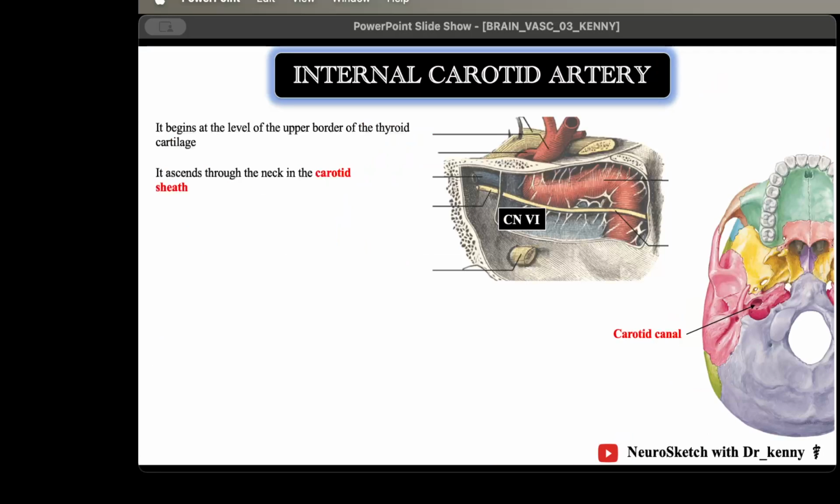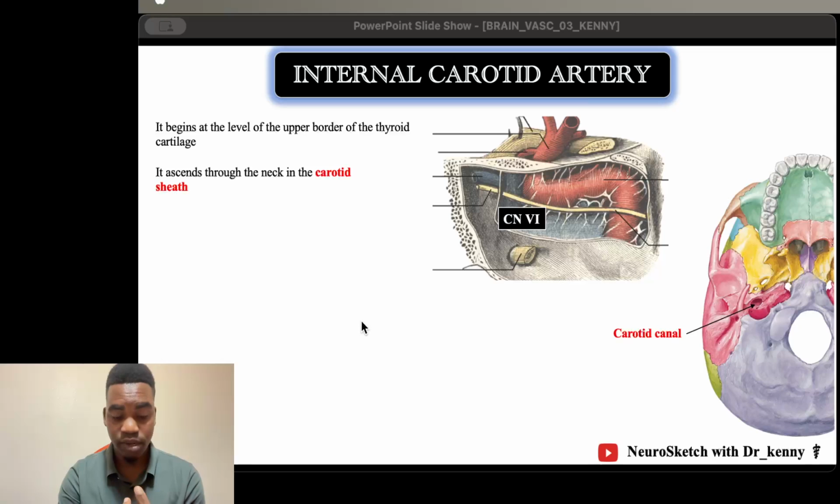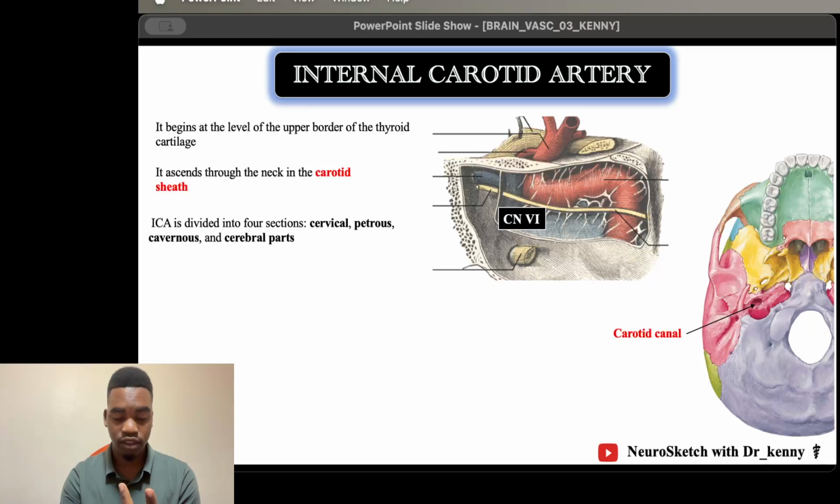In the previous video we already saw how the internal carotid artery is formed from the common carotid artery by bifurcation of the common carotid artery into internal and external carotid. So the internal carotid will continue to travel in the carotid sheath, and it ascends in the carotid sheath. The internal carotid artery can be divided into four parts.